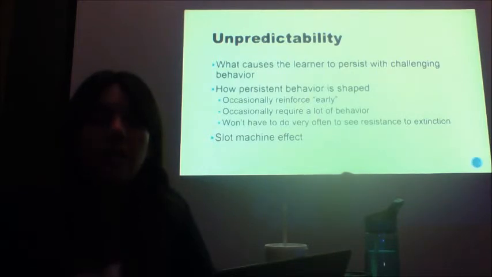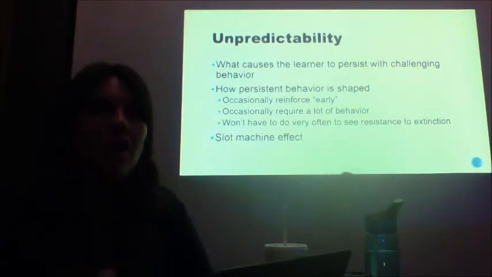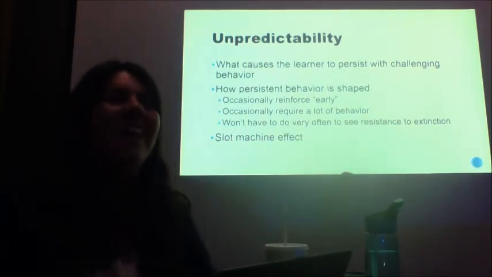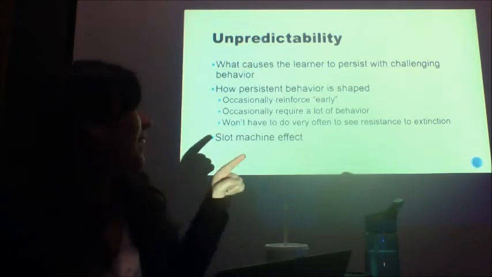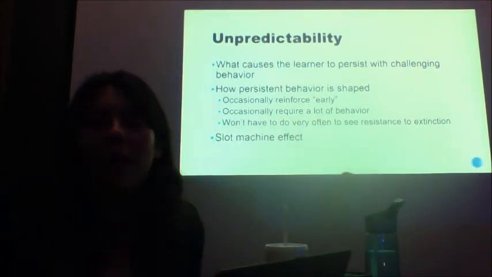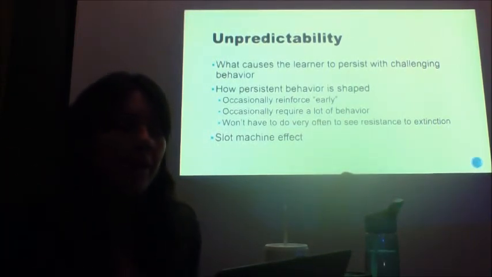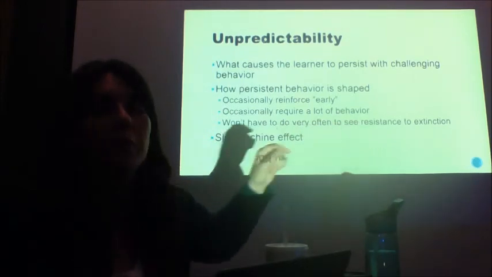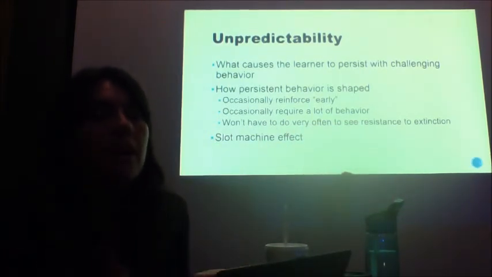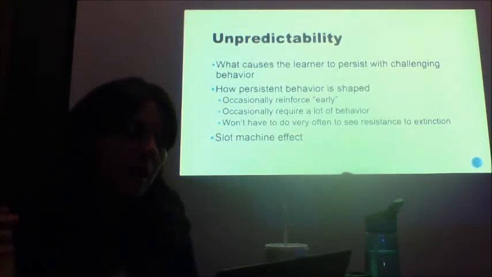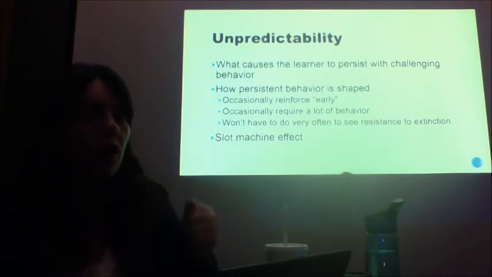And occasionally a kid might say, I'm not going to do it. And the parent says, yes, you are. No, I'm not. Yes, you are. No, I'm not. Fine, go to your room. So in that instance, a lot of behavior was required. So now they're going to persist. And it causes something called resistance to extinction. It's hard to make that behavior extinguish and go away because the person doesn't know whether or not it'll work. So they just try. And this is the same slot machine effect, where they just go.